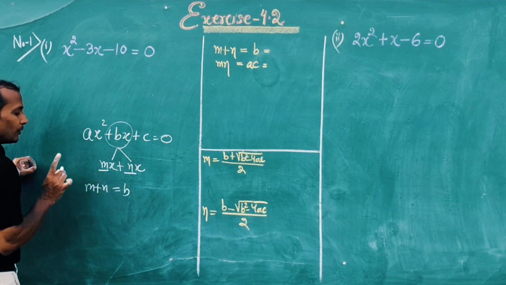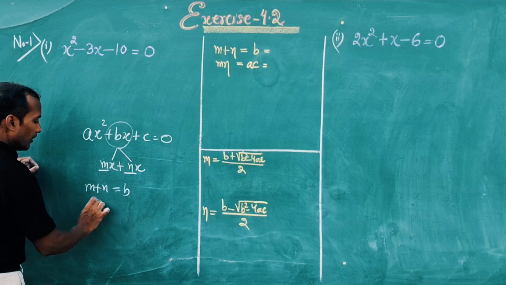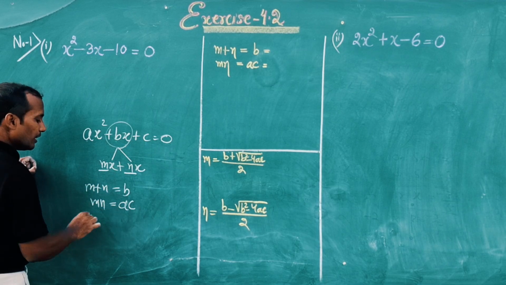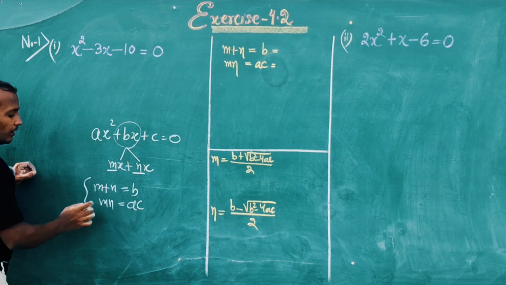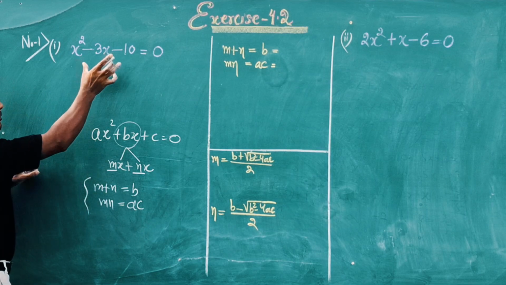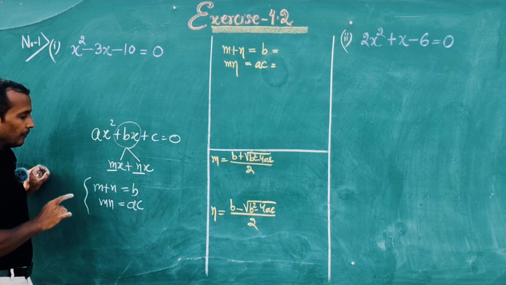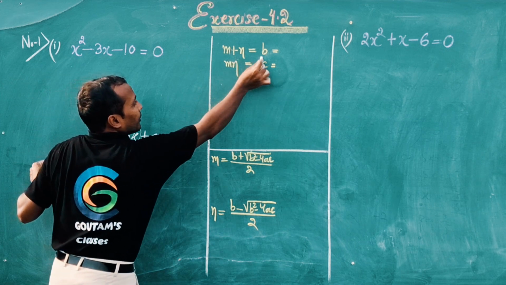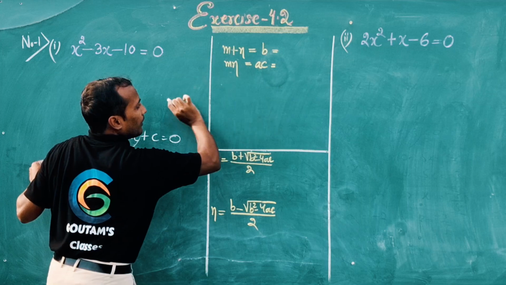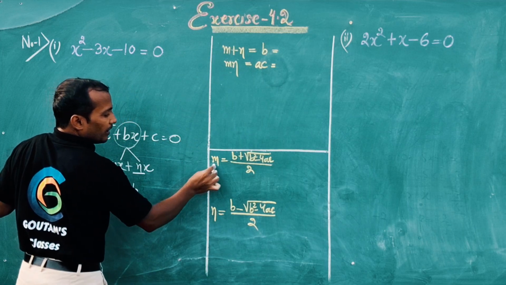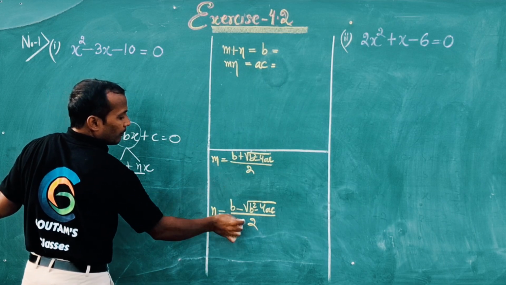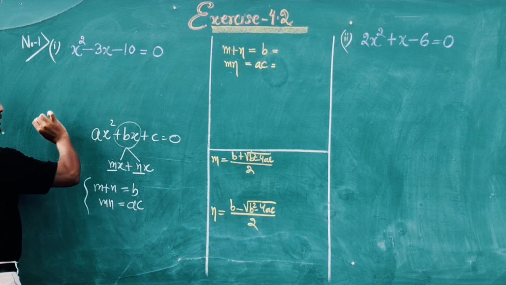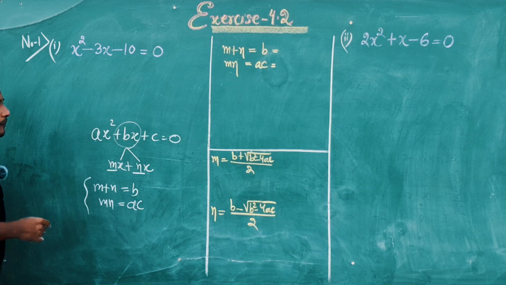We also understood that m into n must be equal to the product of the leading coefficient and the constant term. This we understood in the last class, and taking care of these two conditions we solved quadratic equations by splitting the middle term. That thing we shall apply today. Here I have written also m plus n must be equal to b, mn has to be equal to ac. Also we understood that individually the values of m and n we can calculate by these two formulas, and we can directly place them when we split the middle term into two parts. Okay, so let us start.